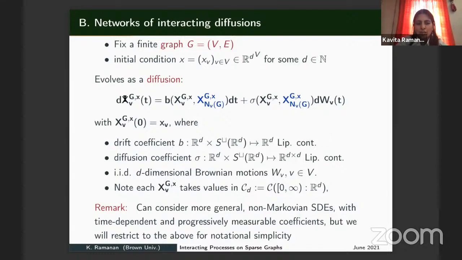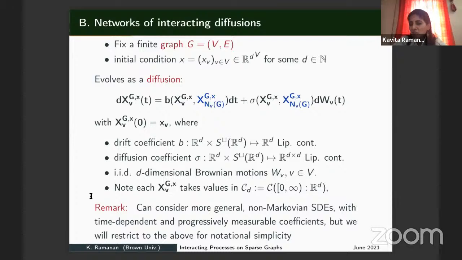Note that each X_v again takes values in the space of continuous functions taking values in R^d. These are all d-dimensional independent Brownian motions driving this process, and I will denote that space by C^d. Again, we are using the symmetric setting, but often it may depend on the empirical measure, and we allow both. I haven't told you exactly what the topology is, but it will be more general, allowing more general functions.